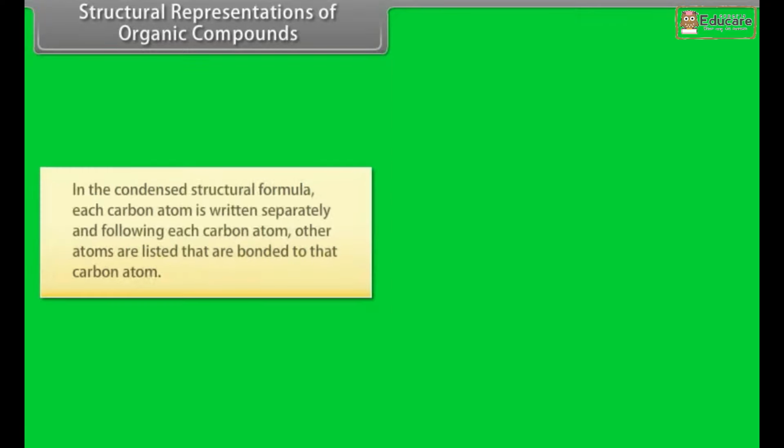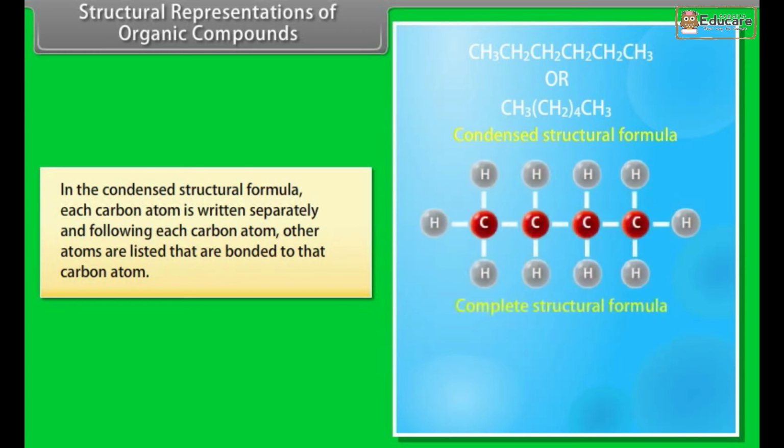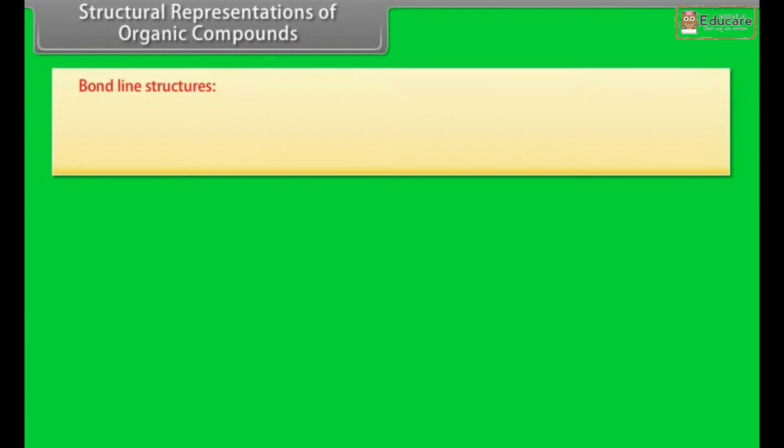Structural representations of organic compounds. In the condensed structural formula, each carbon atom is written separately and following each carbon atom, other atoms are listed that are bonded to that carbon atom. For example, complete structural formula. Its condensed structural formula can be written as shown. Next, bond line structures.